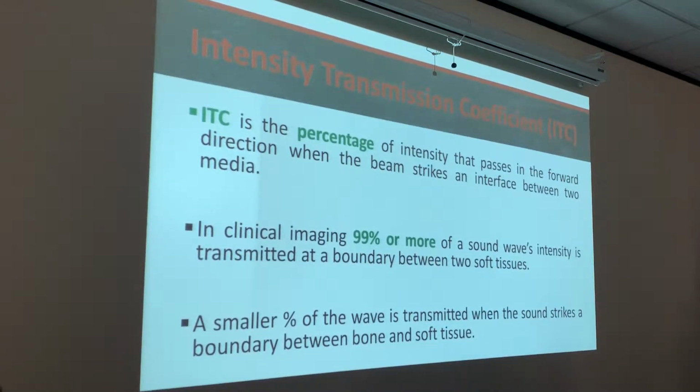And that's true because we know that bone is going to absorb a lot of the sound. That's why not a lot of the wave is transmitted. Or just think of a stone, right? Remember I said that it's going to absorb a lot of the sound, which is why you get that shadowing behind it, right? Because the sound can't penetrate that. It's not going to be able to go through it.